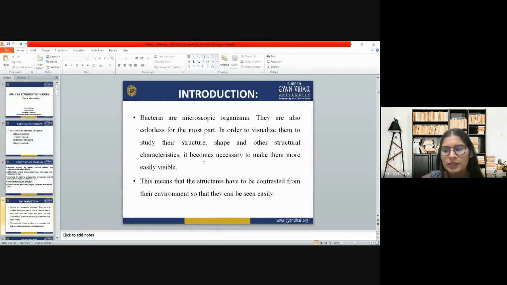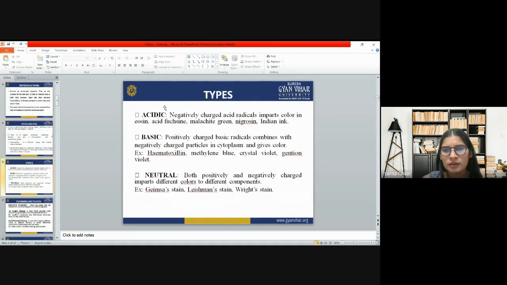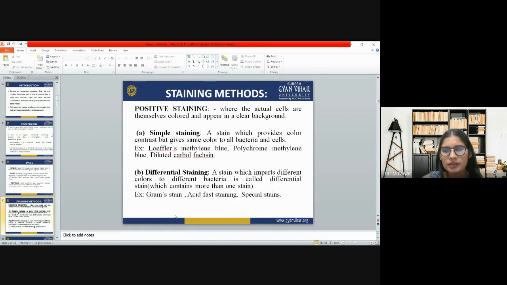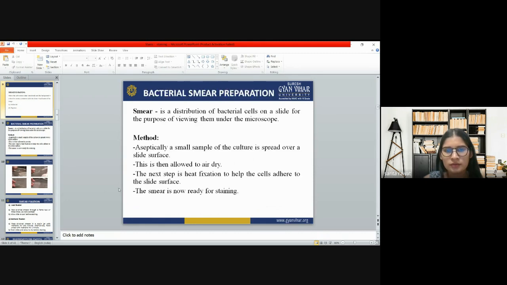So this is the introduction of bacteria. Then what are stains and dyes, and why we use them. So these are the types of stains: acidic stain, basic stain and neutral stain. Then these are the staining methods. We have positive staining, which includes simple staining and differential staining. Then we have negative staining. Negative staining includes India ink and nigrosin.